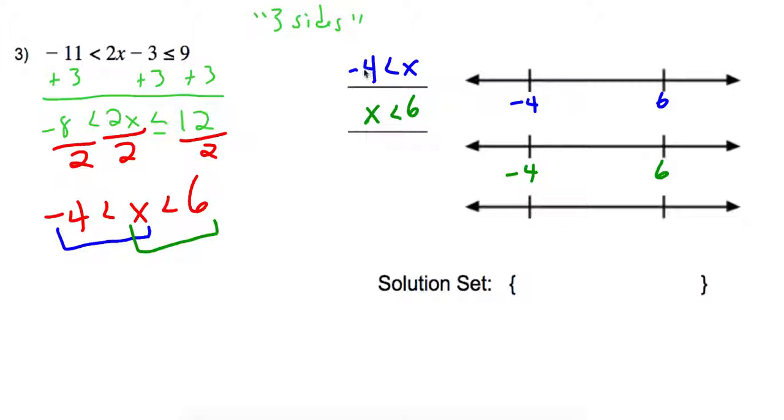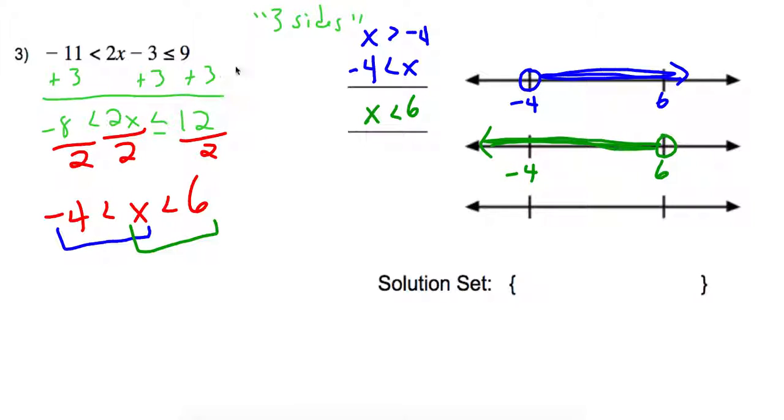So I want wherever negative 4 is less than x, or I can read that as x is greater than negative 4 if I just reverse the order of this. So I'm going to have an open circle on negative 4, and I'm going to be moving to the right here. For my green, I've got x is less than 6. So that's going to be, again, an open circle, and it's moving to the left.